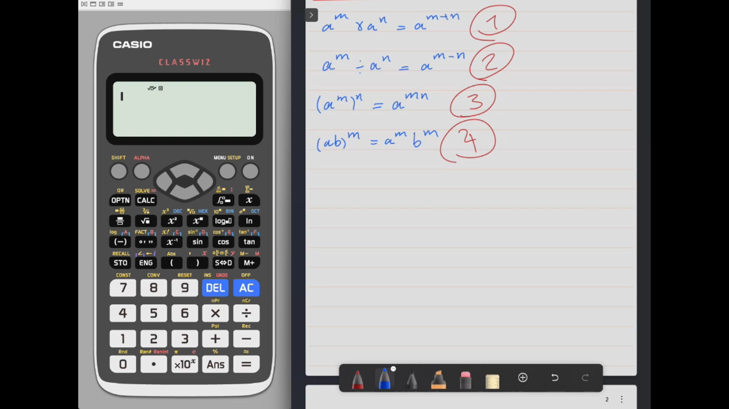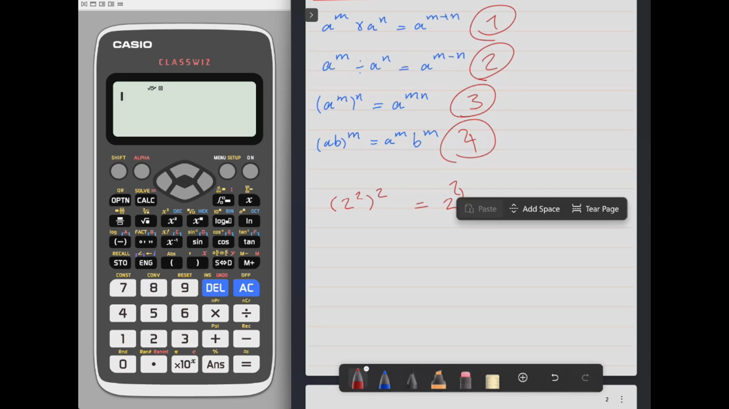For the third law, if I have a to the power of m in brackets to the power of n, then it's going to be a to the power of mn. Okay, let's give it a try with numbers: 2 to the power of 2 to the power of 2. As I know from the laws of indices, it's going to be 8. Why did I use 8? Okay, 2 to the power of 4, right?